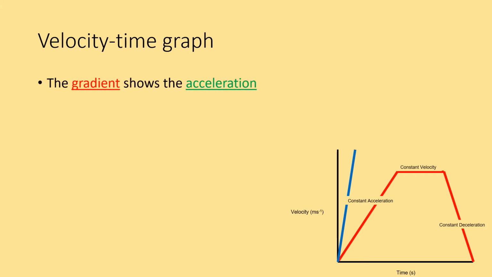So the gradient shows the acceleration in the same way that the gradient of the displacement time graph shows you the velocity. The gradient of the velocity time graph, because to calculate the gradient we would have to do the velocity divided by the time, dy by dx. So that gives you the acceleration.